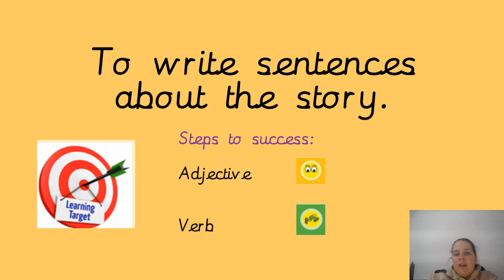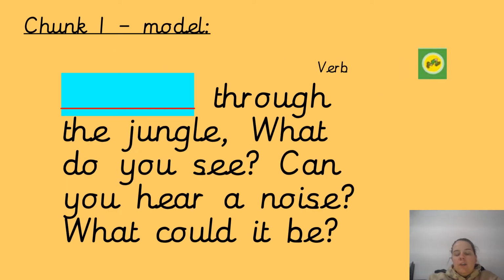Okay, so our success criteria is to add an adjective and add a verb. Okay, so this is what we're going to be doing in our writing this week. We're going to be having an adjective, which is a describing word, and a verb, which is a doing word. Okay. So your first chunk is something through the jungle.